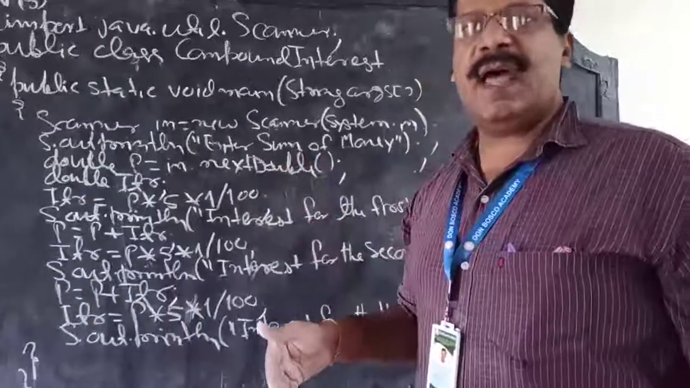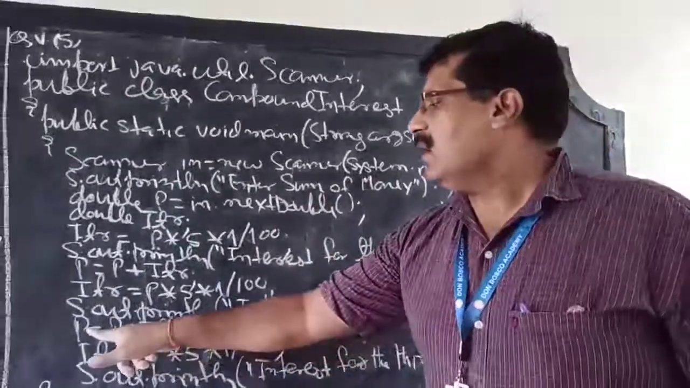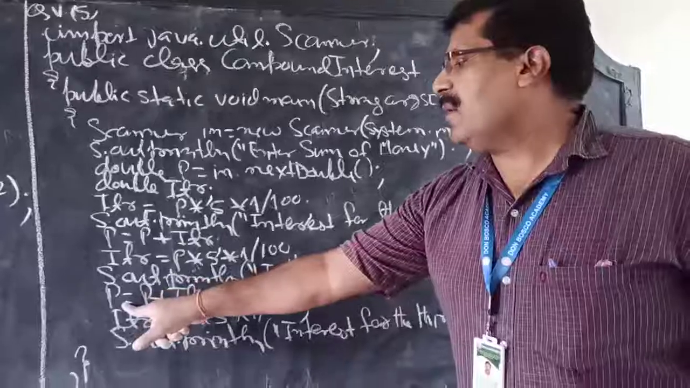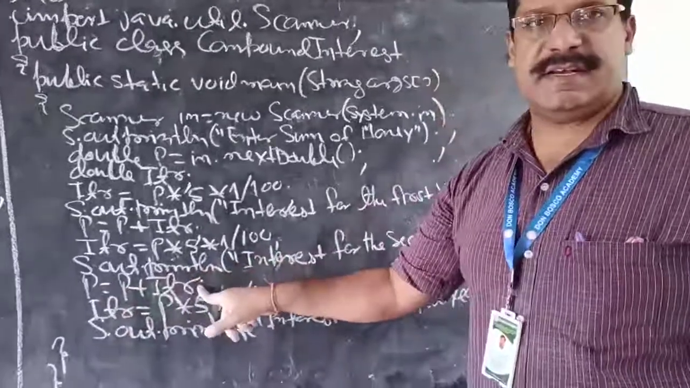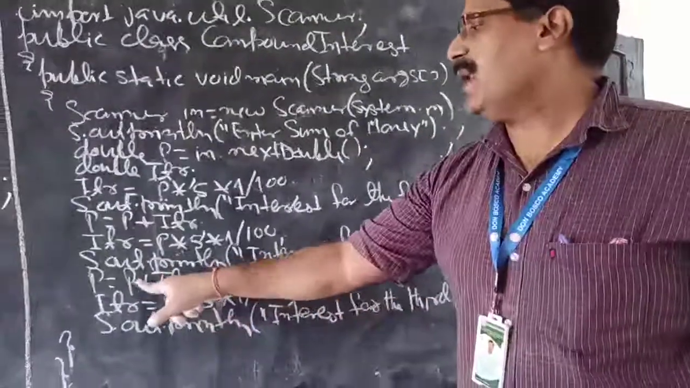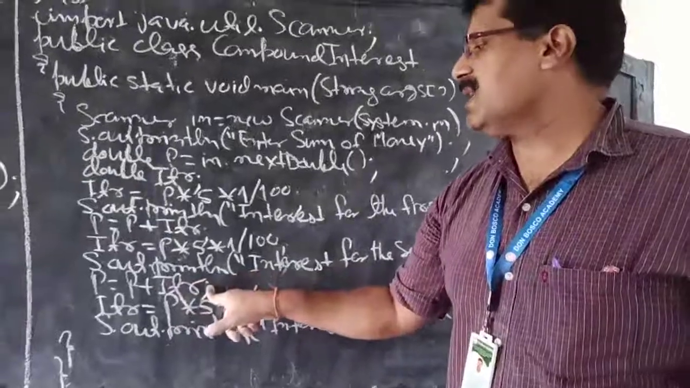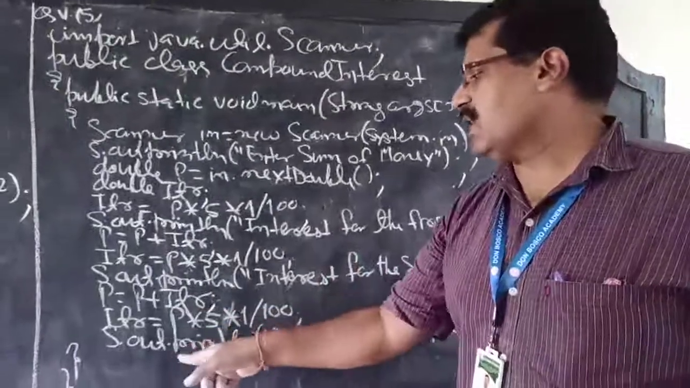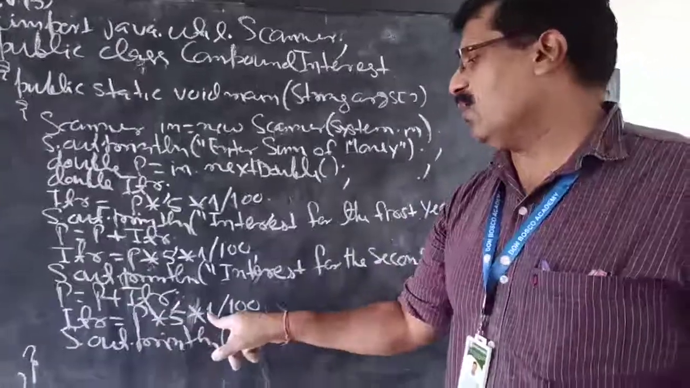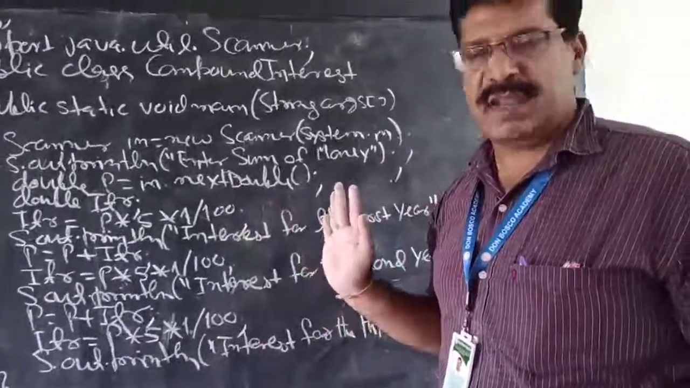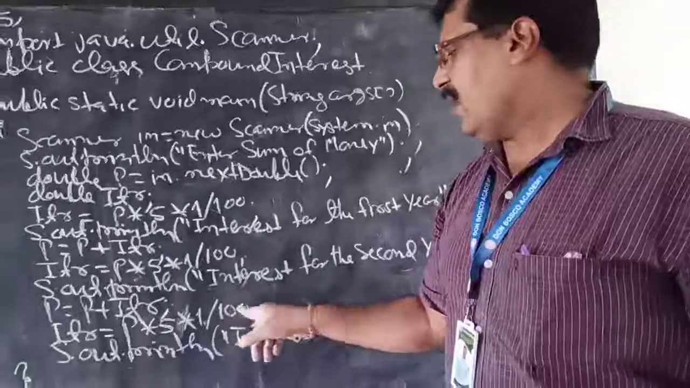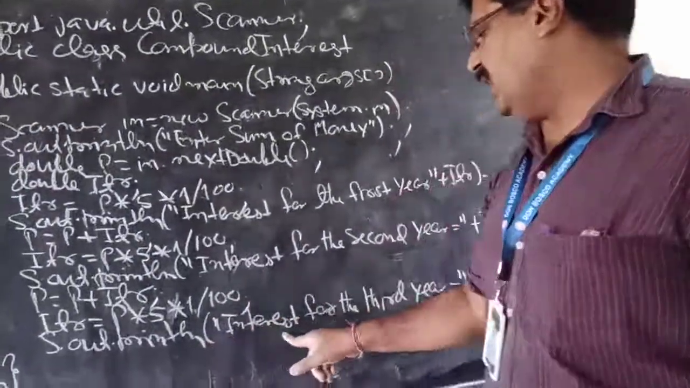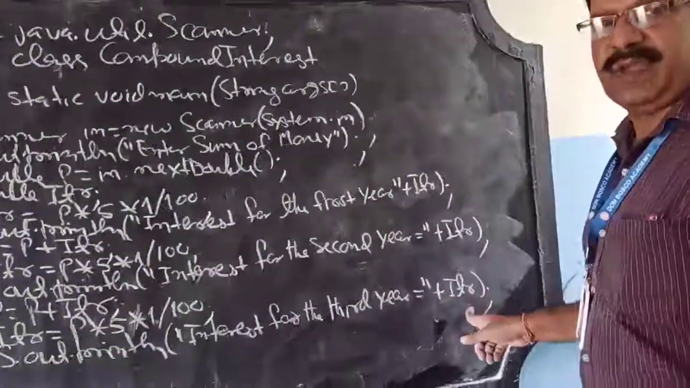Now the principal amount for the third year will be the principal amount of the second year plus the interest of the second year. This is now the new p, the new sum of the amount. Interest equal to p into 5 into 1 by 100. Okay, the rate is the same. Then print: interest for the third year equal to itr.